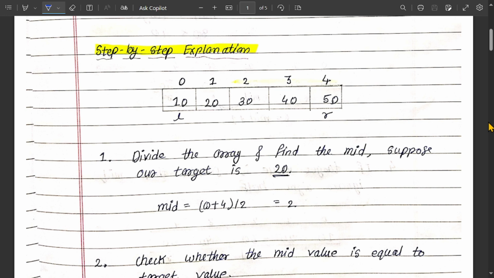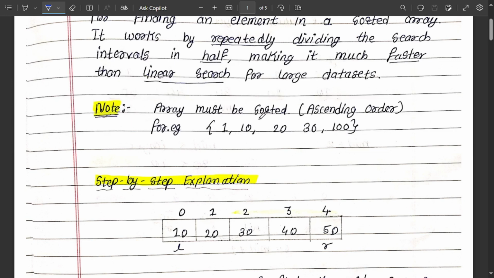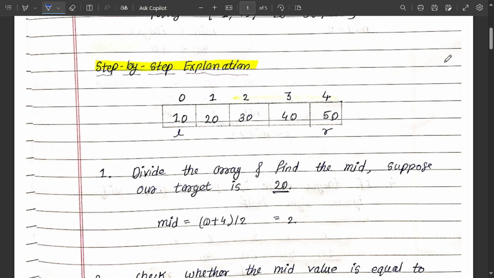You need a sorted array, guys. I have written here also at the top: note, array must be sorted. So we will take an array and it should be sorted in ascending order only. So what is the first condition, guys? That we need an array which should be sorted. That means it should be in ascending order, from the smallest number to the greatest number.